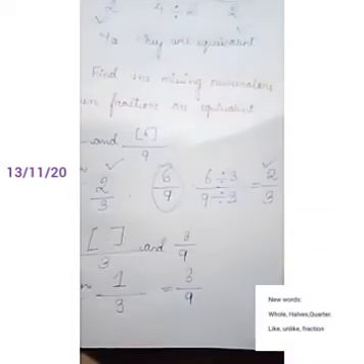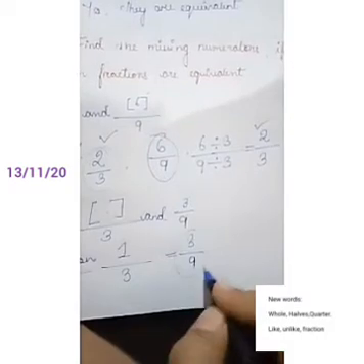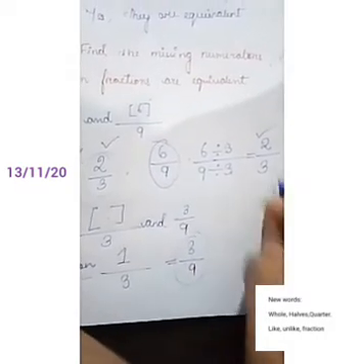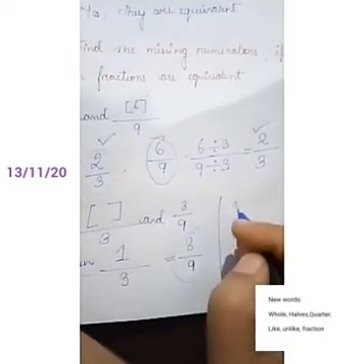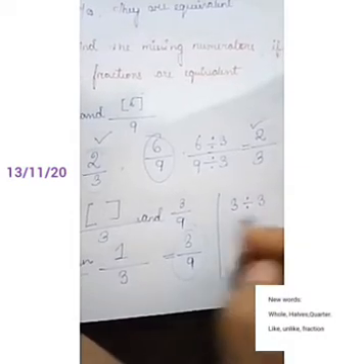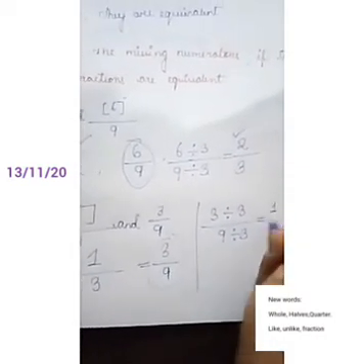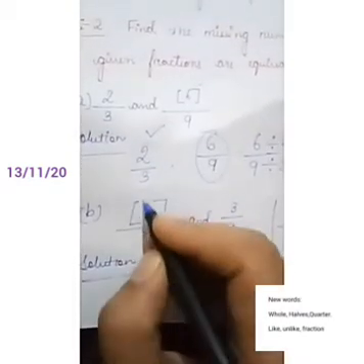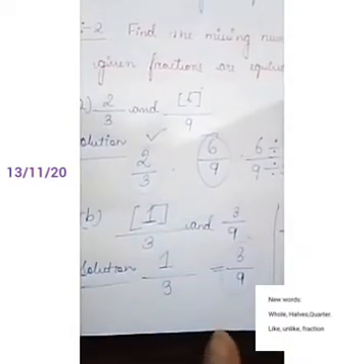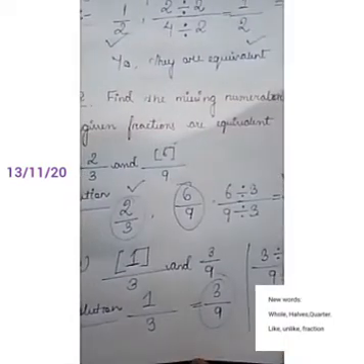Is it correct? Let me reduce. Now this is the bigger number, only the bigger number you can reduce. So in the rough I'll do, 3 you divide by 3, 9 you divide by 3. What will you get? 1 by 3. Okay, so here the answer will be 1. In this way, children, you can find the equivalent fraction.